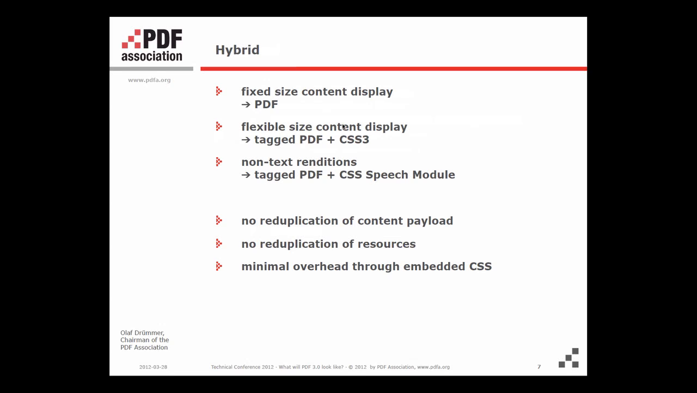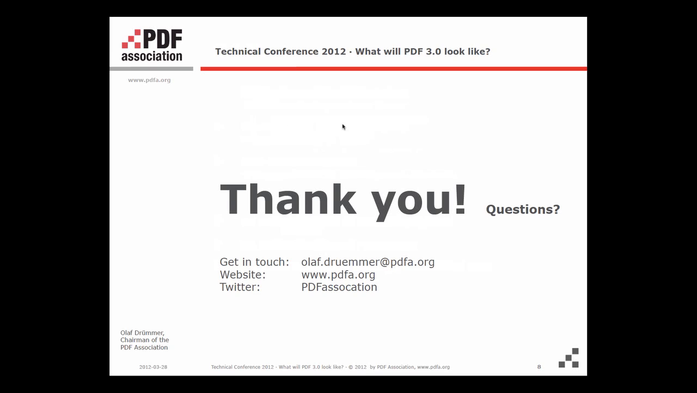So in this approach, we don't have any reduplication of content payload, because the text is there, the images are there, they will just be used again for this other rendition. No reduplication of resources, so for the text rendering, you could use the embedded fonts. It might not be trivial, but it could be done. And the overhead is really minimal. That's my dream.